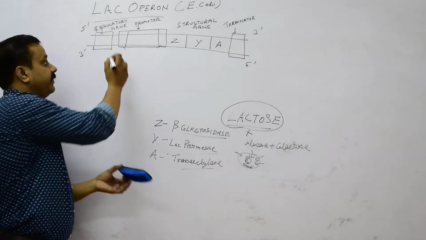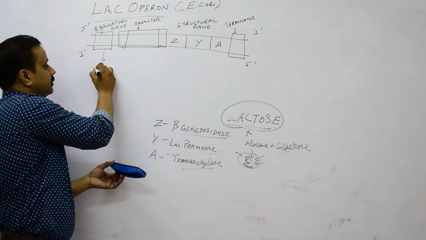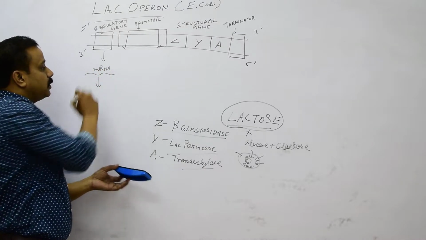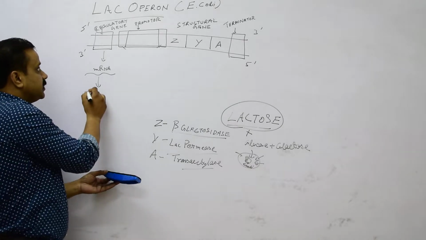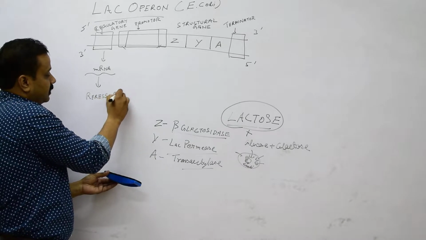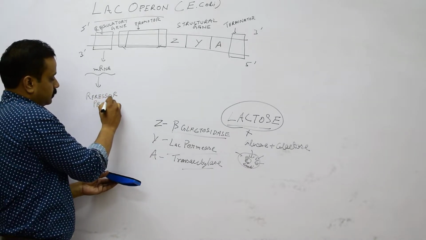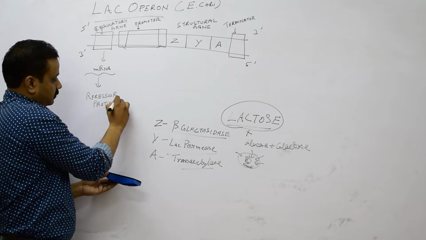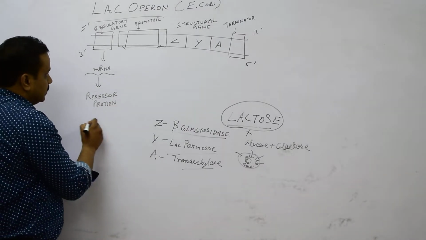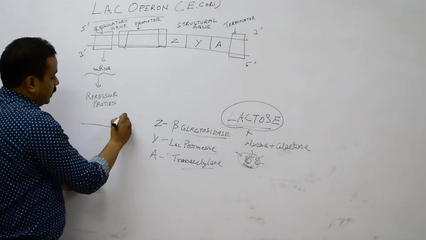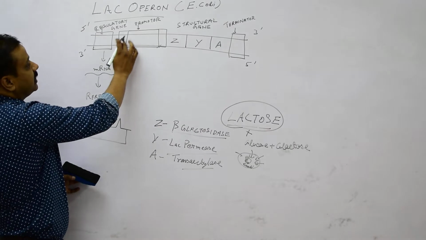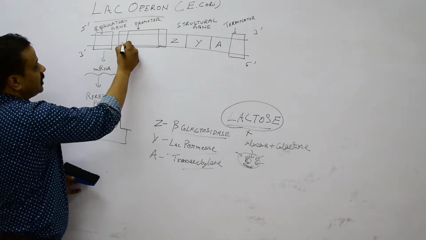From this regulatory gene a stretch of mRNA is formed, and that is responsible for the formation of a protein which is called the repressor protein. So this is a repressor protein. The repressor protein has the tendency to bind to the operator gene. These are the two operator genes which are present here.